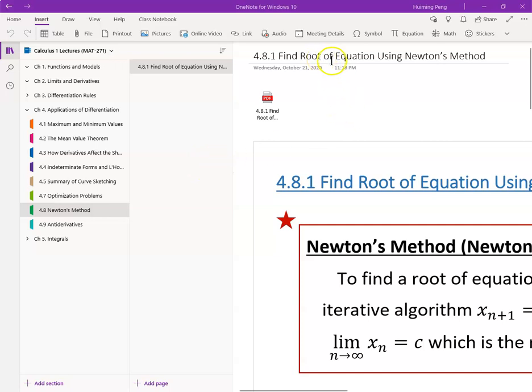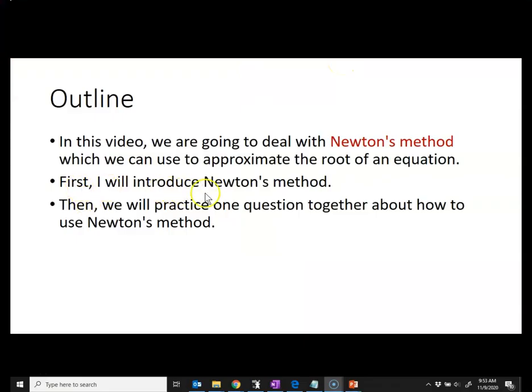In this video, we are going to deal with Newton's method, which we can use to approximate the root of an equation. Let's see the outline. First, I will introduce Newton's method. Then, we will practice only one question together about how to use Newton's method. Let's see the material.